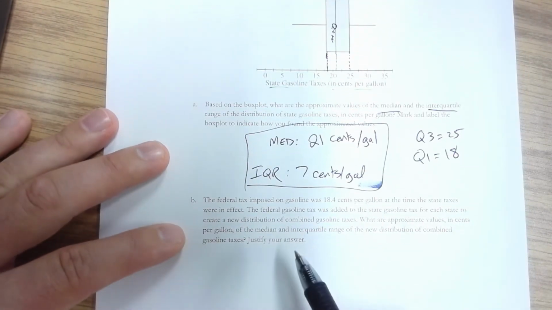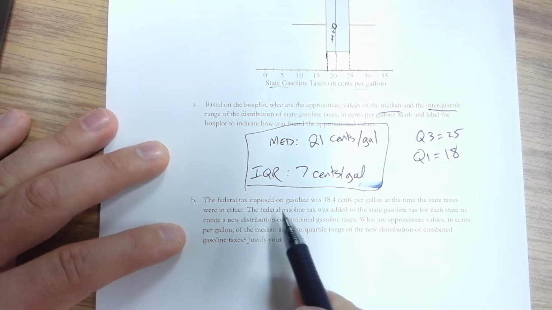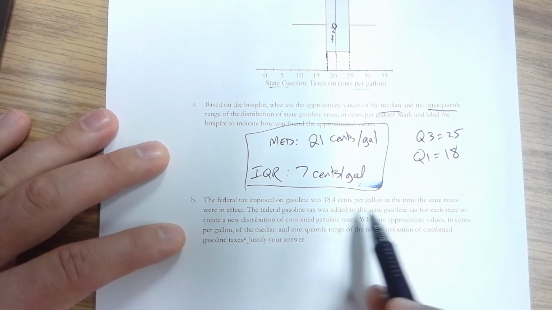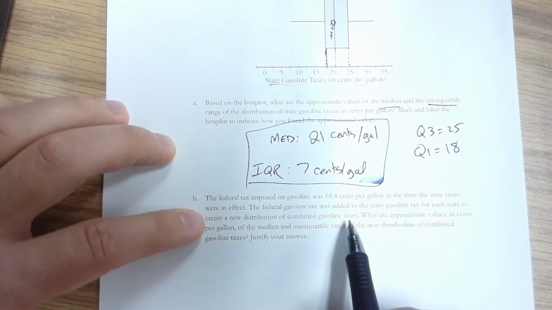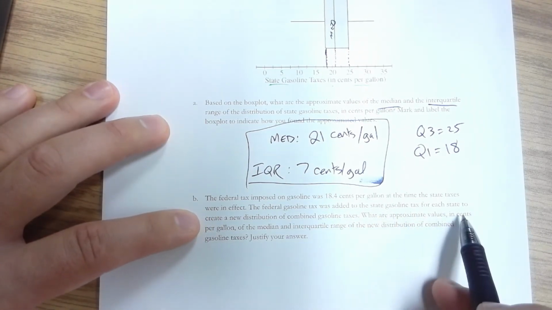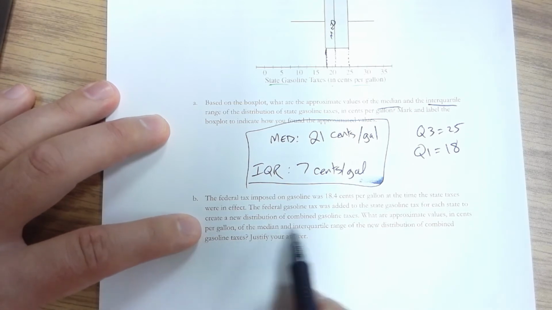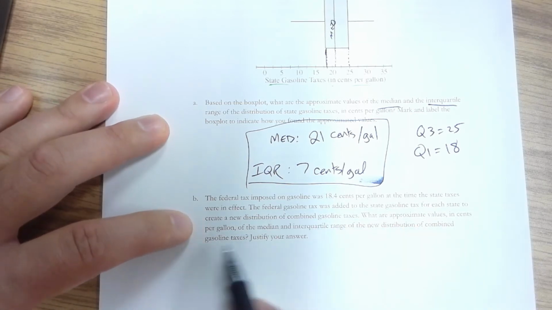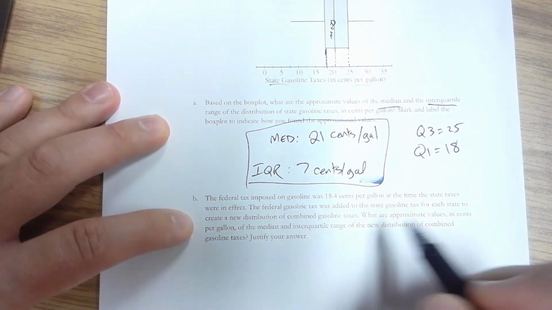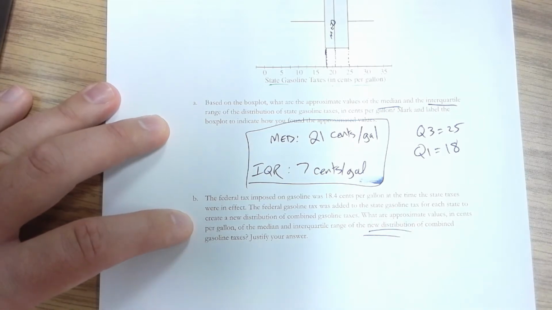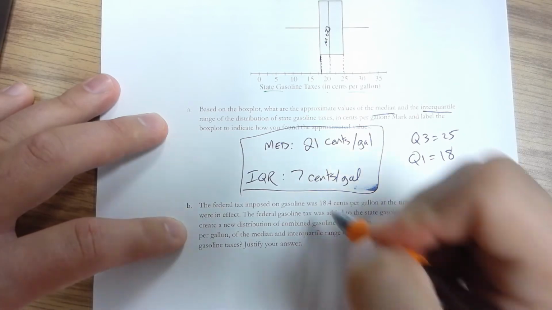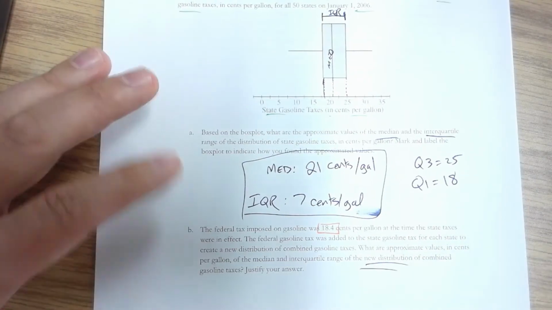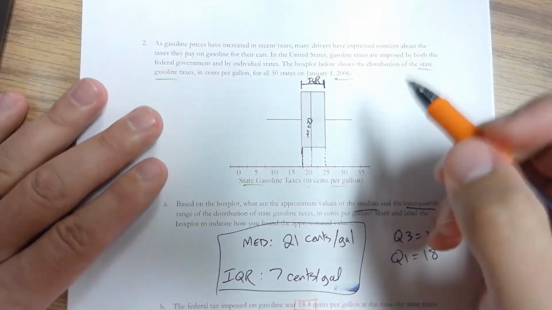Part B says the federal tax imposed on the gasoline was 18.4 cents per gallon at the time the state taxes were in effect. So the federal gasoline tax was added to the state tax for each state to create a new distribution. What are the approximate values in cents per gallon of the median and IQR of the new distribution? So this is getting at the idea of what happens when you add a constant, in this case 18.4, to every data point. So sort of a visual here.